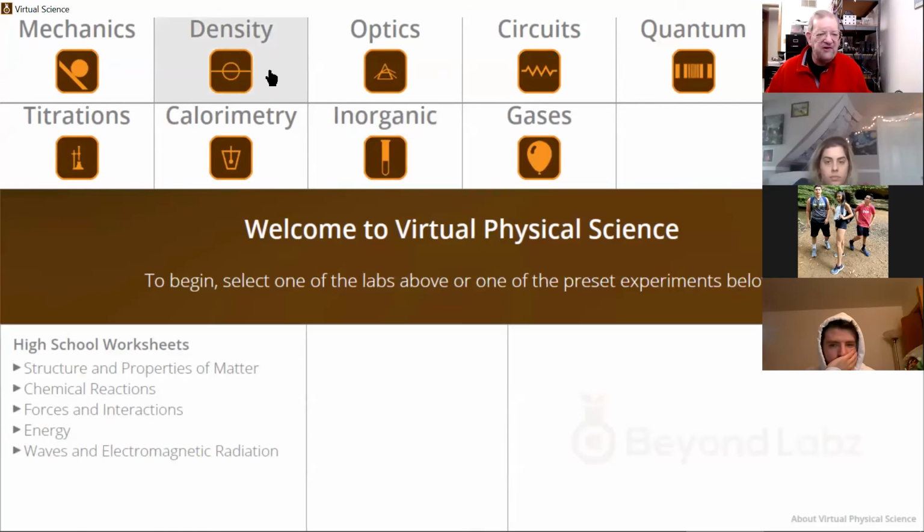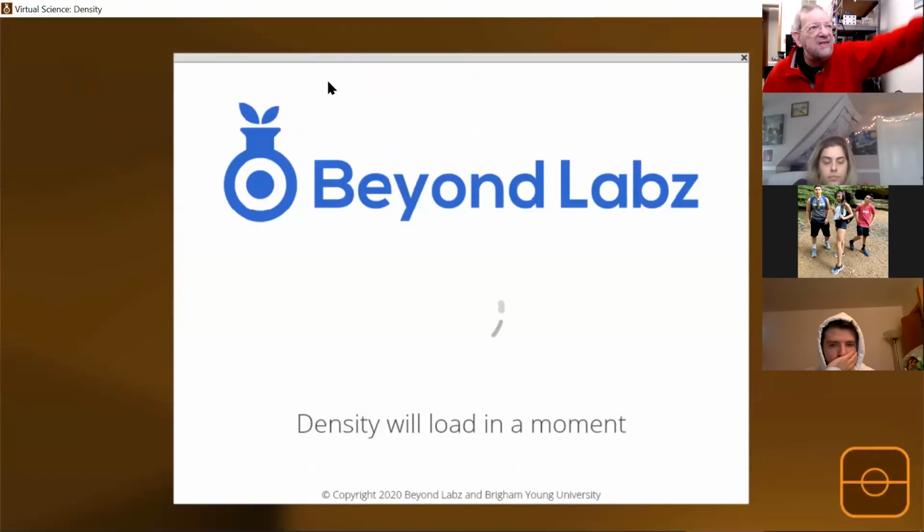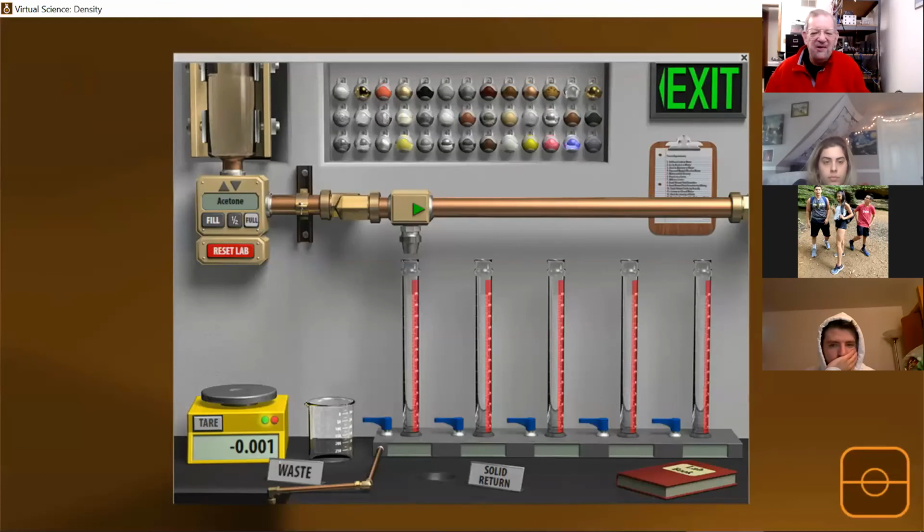Thumbs up, people. Everybody see density in the upper left hand? Thank you. Click on that. And they've got sound effects. Here is the lab.